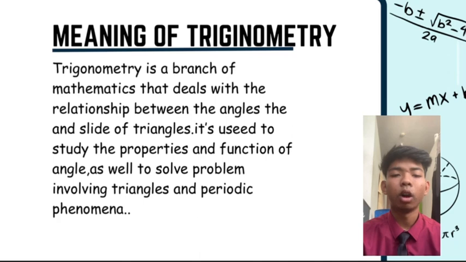First, I can tell you about meaning of trigonometry. Trigonometry is a branch of mathematics that deal with the relationship between the angles and side of triangle. It used to study the properties and function of angle, as well to solve problems involving triangle and periodic phenomena.